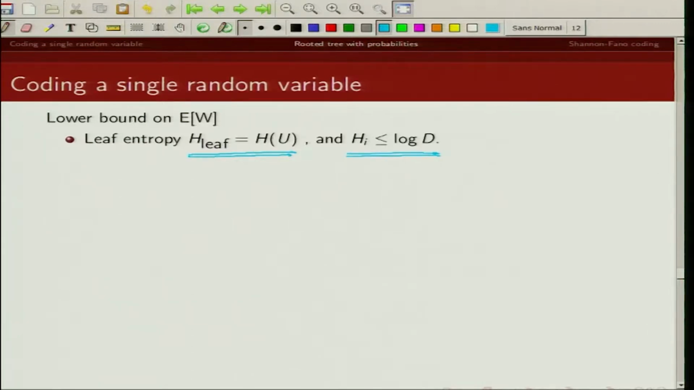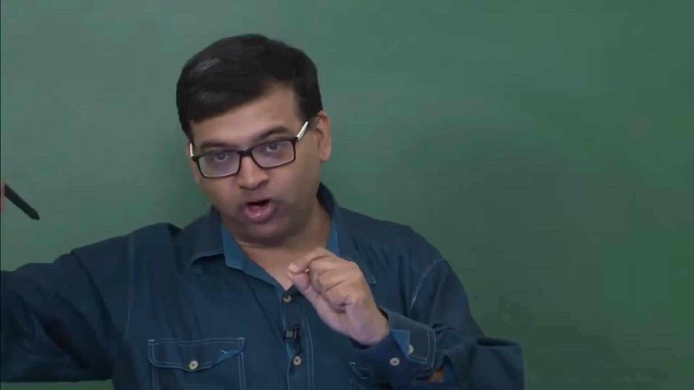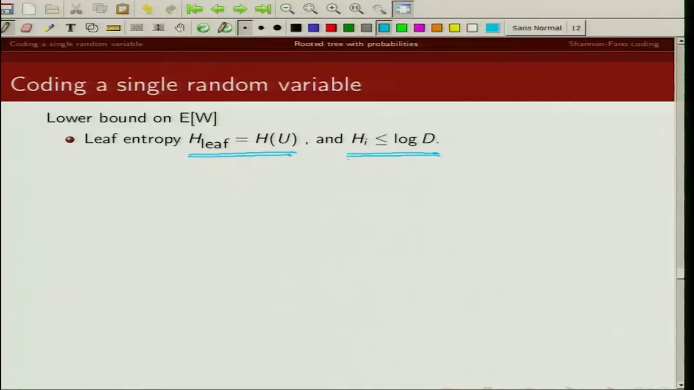Since there are D branches stemming from each node, we know from the property of a discrete random variable that the entropy cannot be more than log of the number of possibilities, and here the number of possibilities is D. So the branching entropy is upper bounded by log of D, and this equality happens when each of the branches are equally likely to happen.